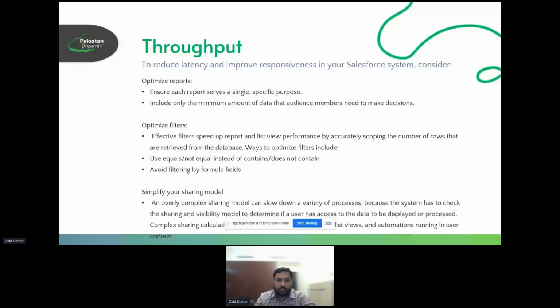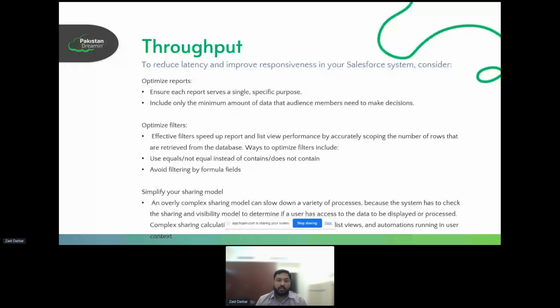So, what are the patterns and what are the anti patterns for throughput? I think the patterns are very clear: you use platform cache, bulkification, DML, selective SOQL, asynchronous processing, cache partition, things like that. Don't make unnecessary server callouts.